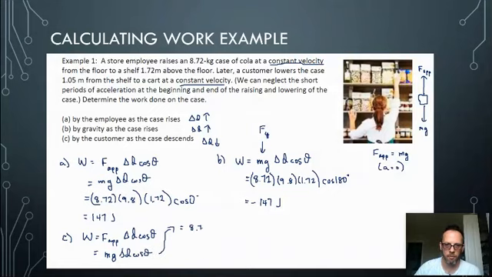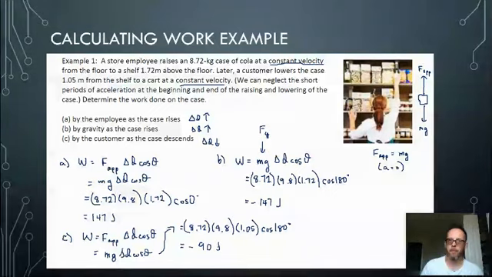So the mass is still 8.72. Gravity, 9.8. This distance is different, 1.05 meters. Again, that's a magnitude. And now, what's the angle between the customer's applied force and the displacement? Well, here the case is lowering, and they're applying a force upwards. So the angle between them is 180 degrees in this case again. So let's calculate this. So I got negative 90 joules.